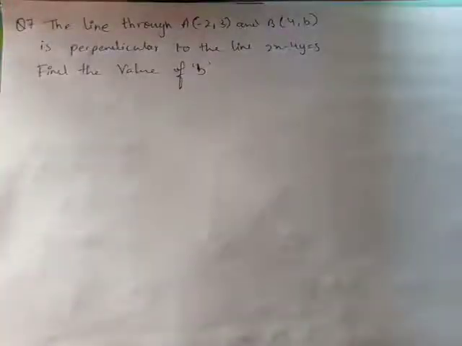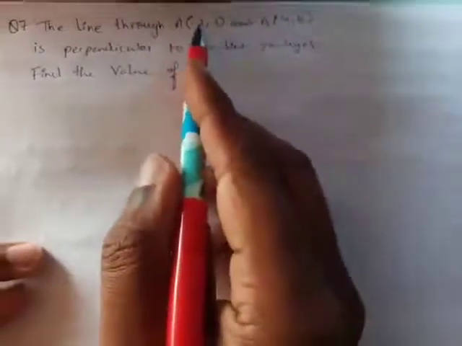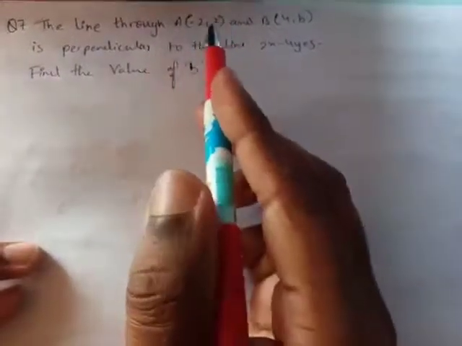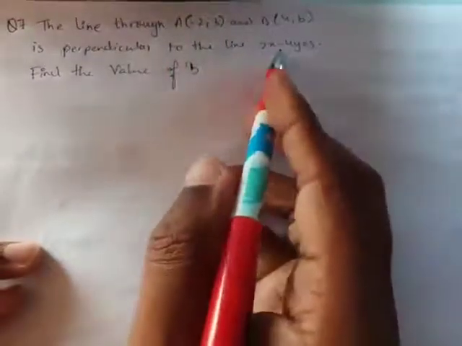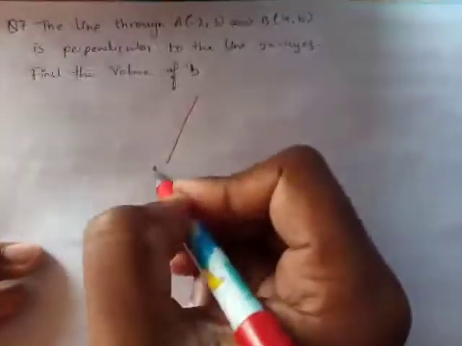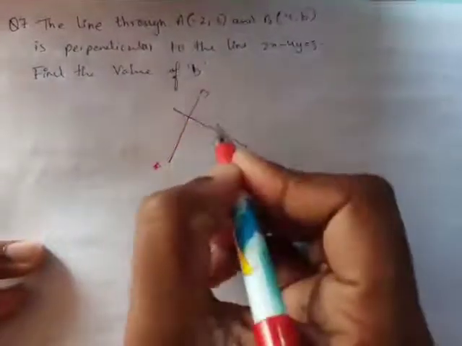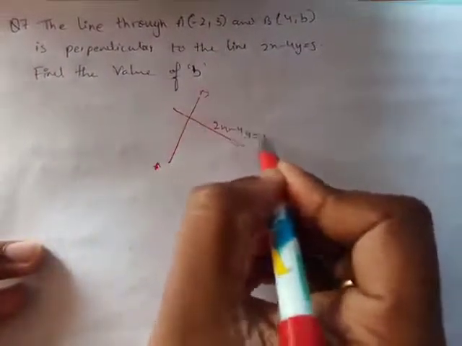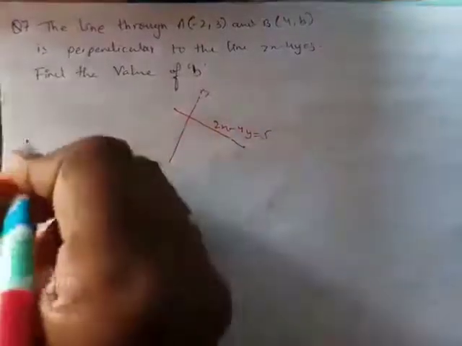Let's have a look at question number 7. Question number 7 says the line through A and B is perpendicular to the line 2x minus 4y equals 5. Find the value of B. Now I know both the lines are perpendicular. So using these 2 points, I'm going to find m of this line. There's a line AB, which is perpendicular to this line. So if I draw a figure, this is line AB, and the other line is 2x minus 4y equals 5. So I'm going to find the m of the first line.